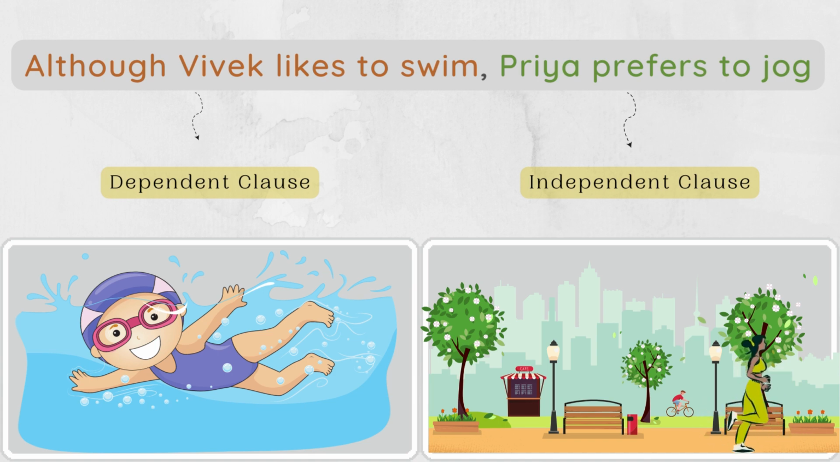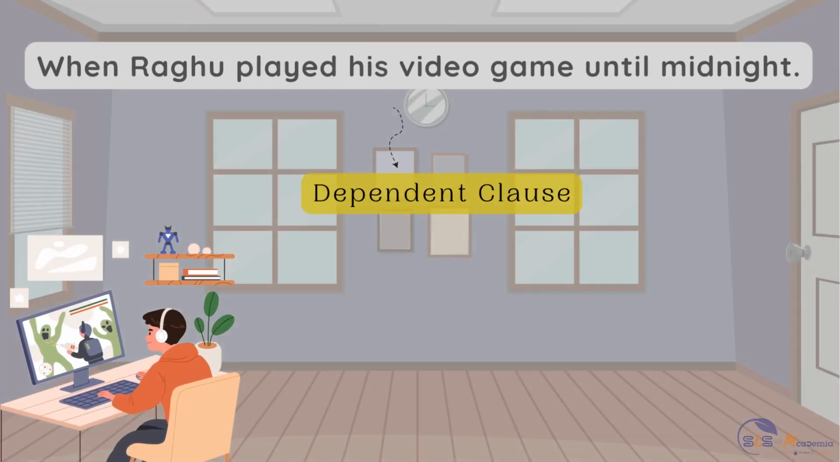Priya prefers to jog is an independent clause. Here, Priya is a subject and prefers is the verb. This clause expresses a complete idea and can stand on its own as a sentence. The dependent clause is connected to the independent clause to create a complex sentence, showing a contrast between Vivek's and Priya's preferences. Let us take another example.